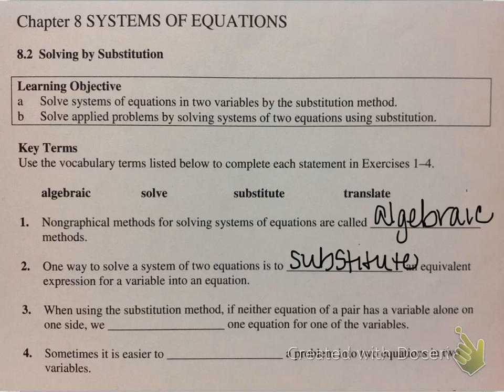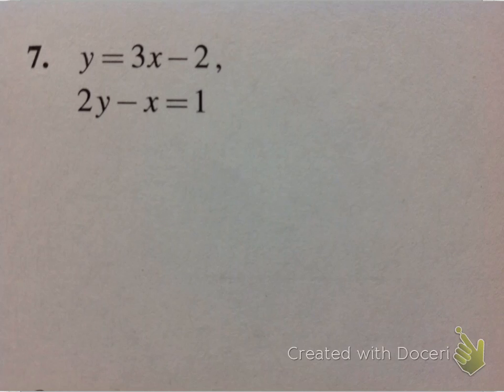When we use a substitution method, if neither equation of a pair has a variable alone on one side, we solve one equation for one of the variables, and sometimes it is easier to translate a problem into two equations with two variables.